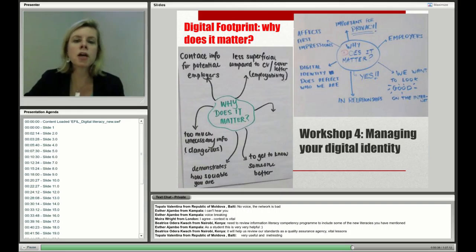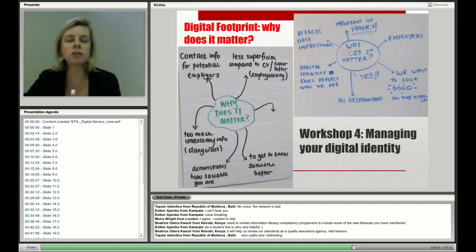This one was where we asked students about digital identity and their digital footprint and why they thought it might matter. So rather than us telling them why we thought it mattered, we said, why do you think it matters? And they all came up with lots of really good ideas, obviously quite focused on thinking about their careers as well, thinking about employers.